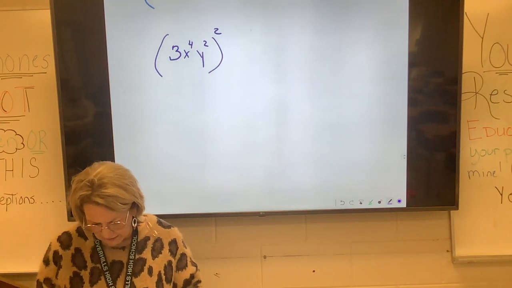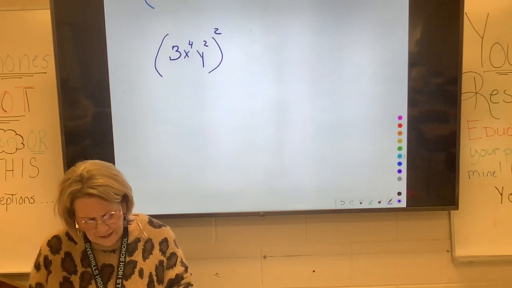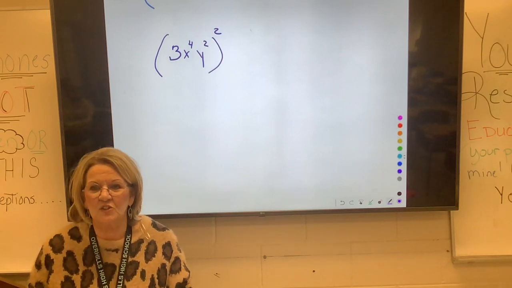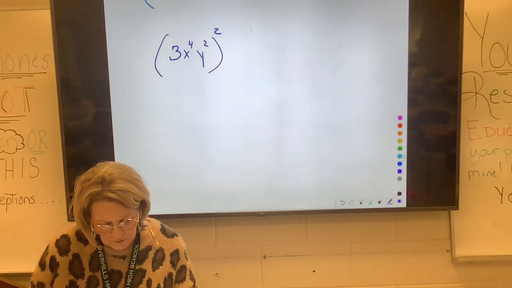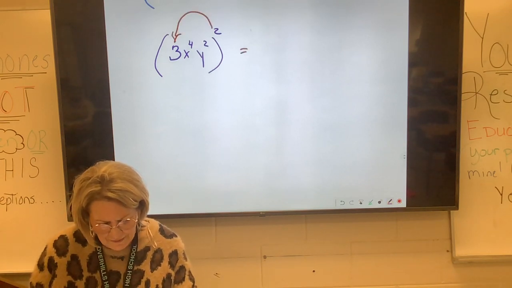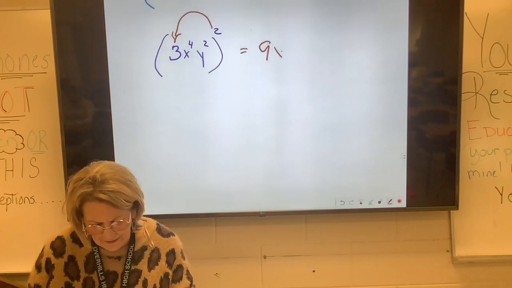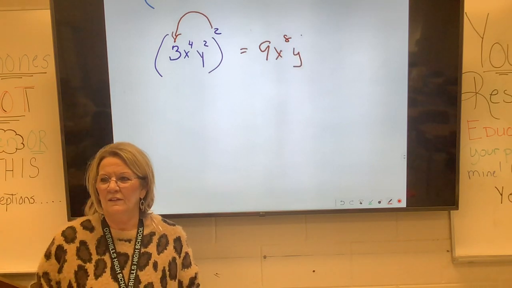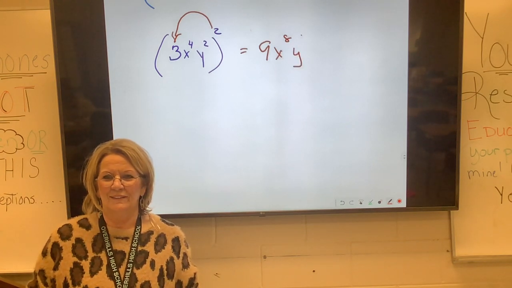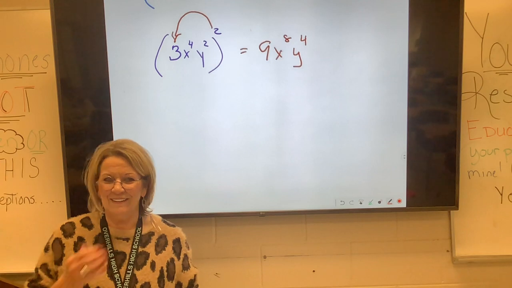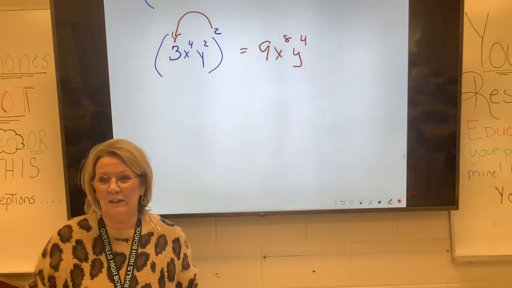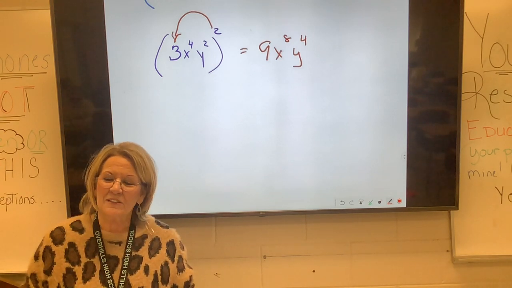Okay, so on this one, you have to understand that that 3 is also squared. So that would give me a 9x to the 8th, y to the 4th. How many got it? Okay. If you didn't get it, hopefully you know why. That's good.